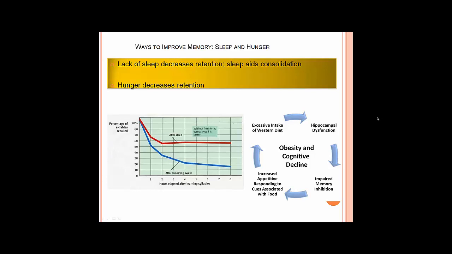You can see here on the graph hours elapsed after learning syllables. And again, these are based simply upon syllables. If we had certain subject matter, then it would be biased. Some people would remember the subject matter better or less than other people because of the bias of the subject matter itself. So we use these nonsense syllables, and we see after staying awake, the line of forgetting goes down a lot faster. And after a good night's sleep, it stays high pretty well.